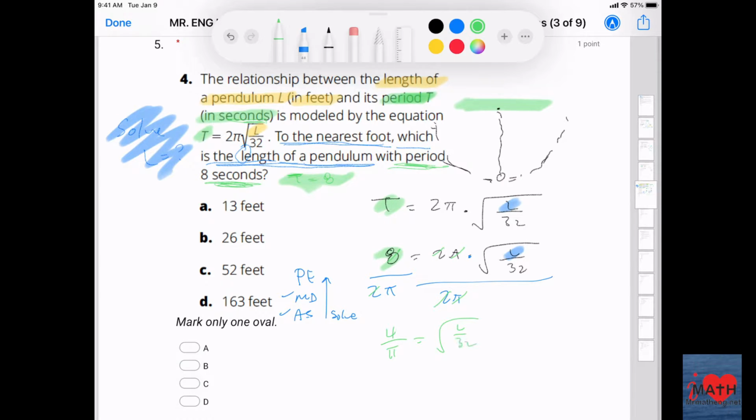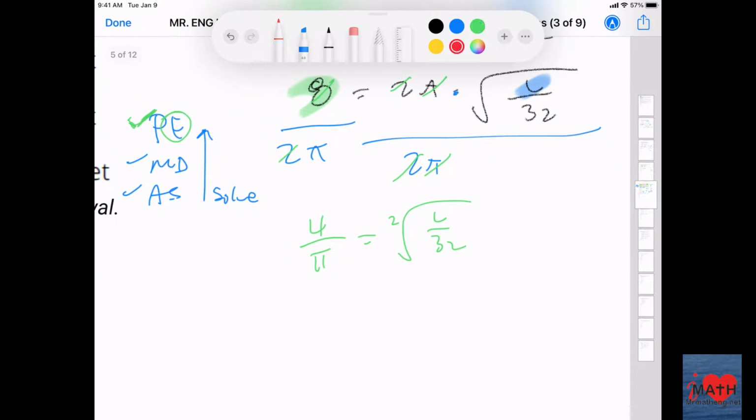Okay, to get rid of the radical, it's an exponent, and you need to just locate the index, which is right here. So if I square both sides, you're going to get this. On this side, the power of 2 and the root cancel with the radical sign, and you're just left with L divided by 32.